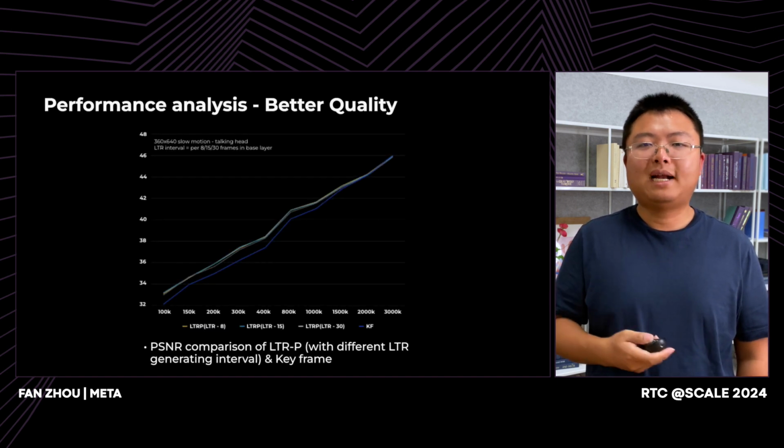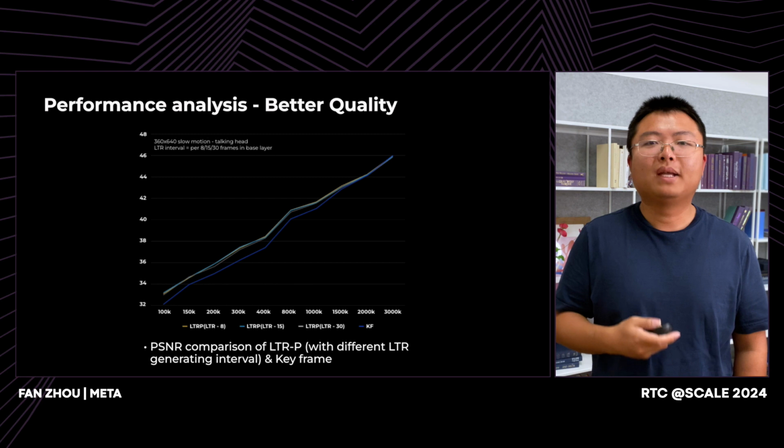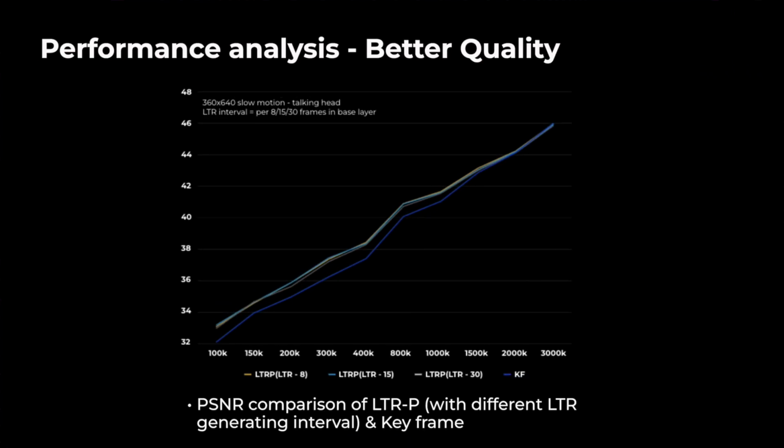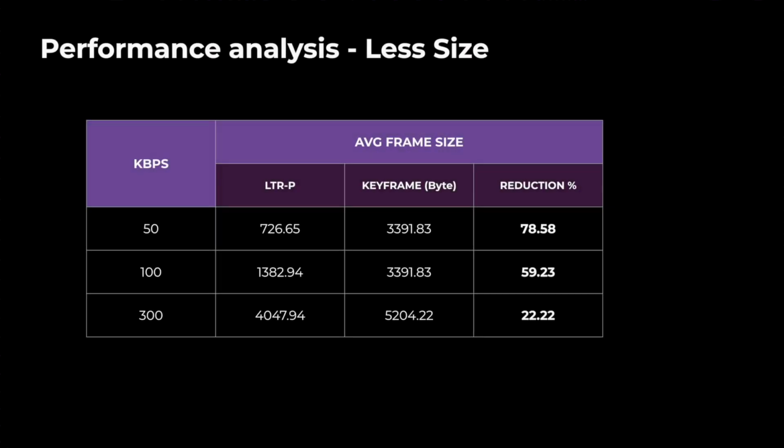We did some performance analysis on the LTR compared with keyframe. And here, this figure demonstrates the advantage of the LTRP compared with the keyframe in terms of video quality. The y-axis here shows you the PSNR, which is the indication of the video quality. As we can see, LTRP achieves higher PSNR compared with keyframe. And it also achieves high quality while maintaining much smaller size.